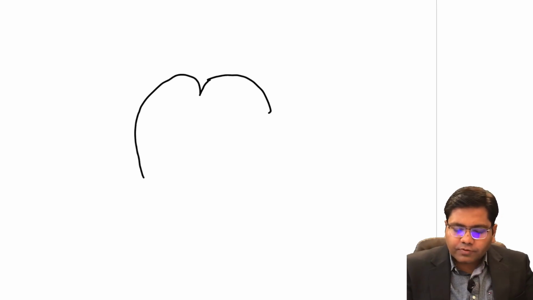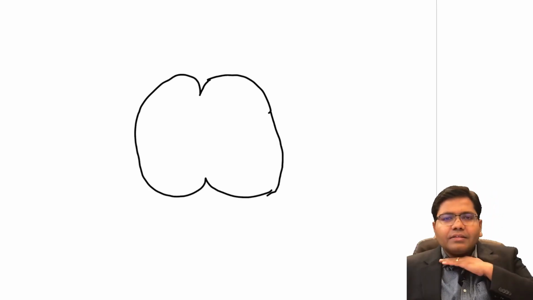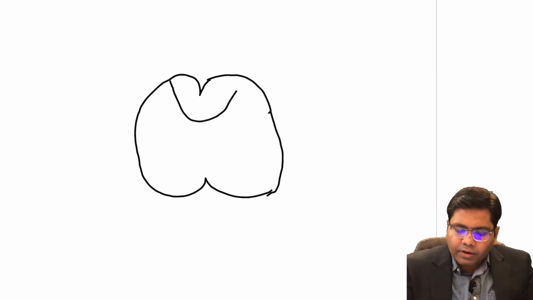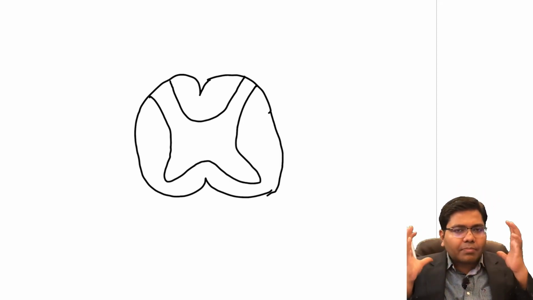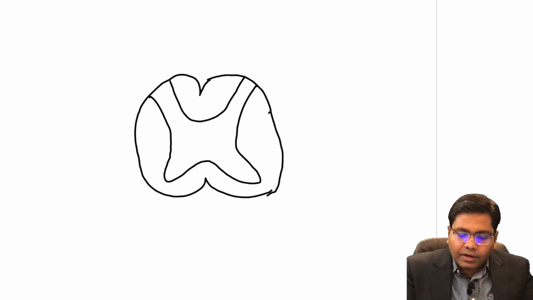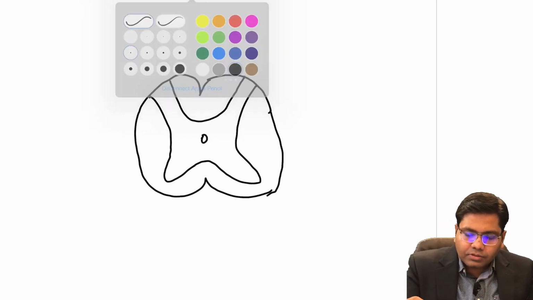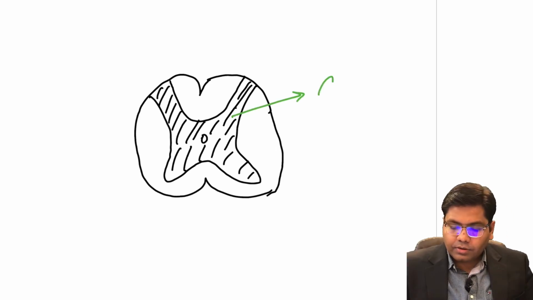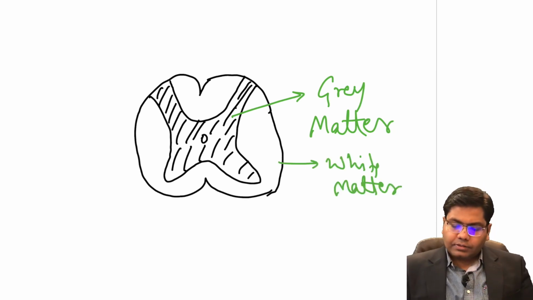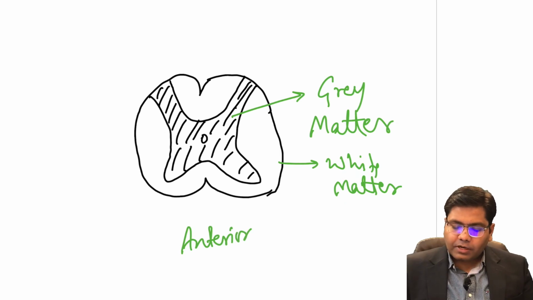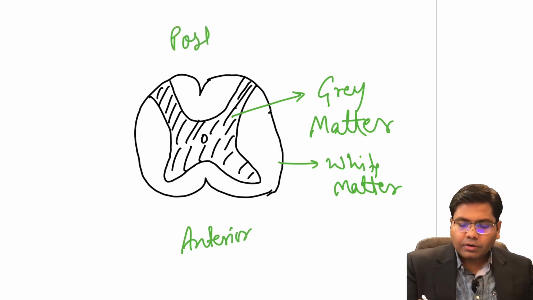What about the spinal cord? My dear friends, when we take a section of the spinal cord, let me show you how it looks. If I draw a transverse section of the spinal cord, it looks something like this. The gray matter is primarily inside. In the brain, the gray matter was primarily outside, while in the spinal cord, the gray matter is primarily inside. So this is your gray matter and this is your white matter. This is the anterior of the spinal cord and this is the posterior of the spinal cord.